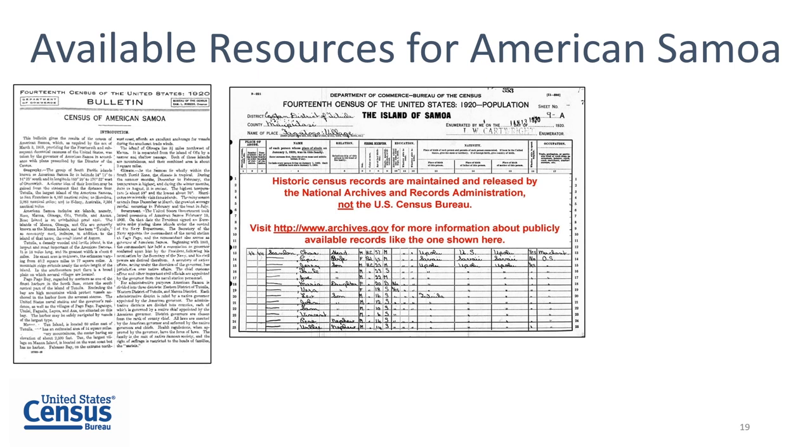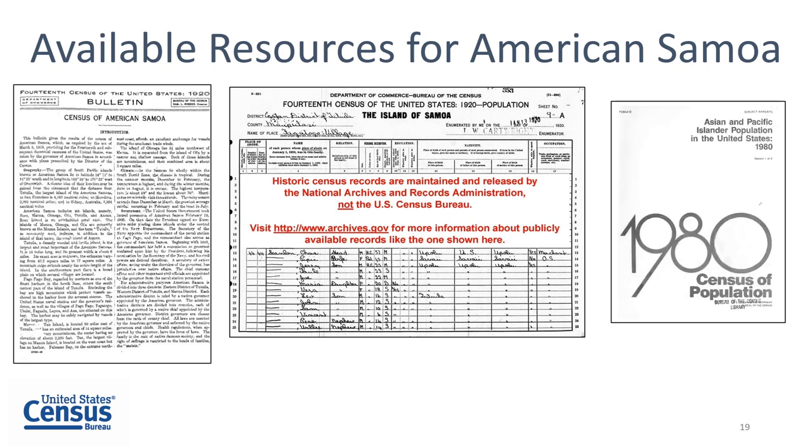Compared to both Hawaii and Guam, the 1950 schedule for American Samoa is significantly shorter, with no war-related questions and fewer demographic, educational, and work-related questions as well. Statistics exist for American Samoa since 1920. Samoan wasn't included separately from Native Hawaiian and other Pacific Islanders in stateside statistics on race until 1980.